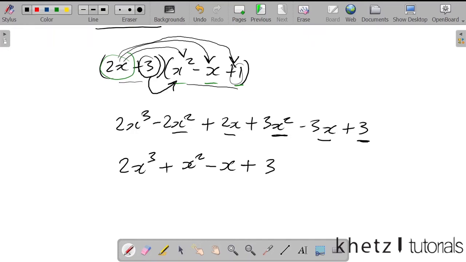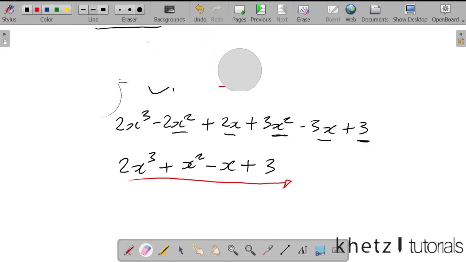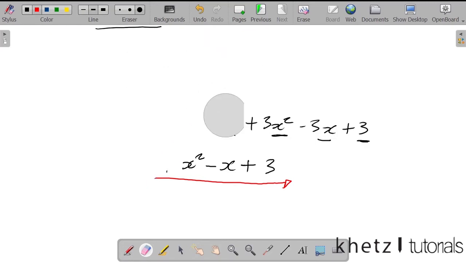So this is essentially the result of multiplying these two brackets. So your final answer would be this. To multiply each of the terms in the left bracket with each of the terms in the bracket to your right.